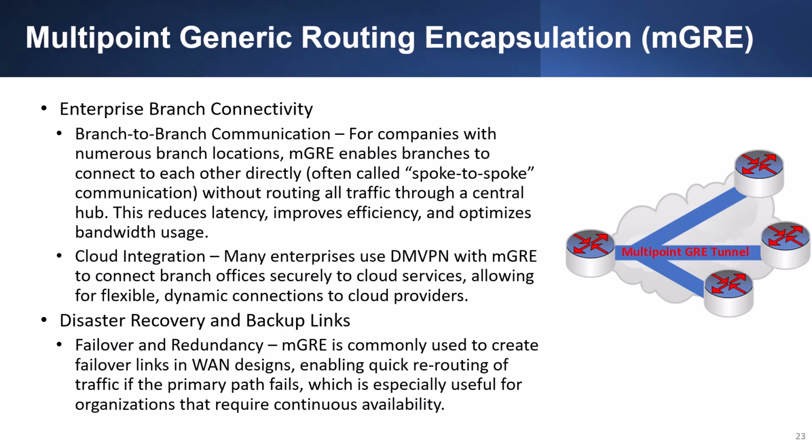Cloud integration: many enterprises use DMVPN with MGRE to connect branch offices securely to cloud services, allowing for flexible, dynamic connections to cloud providers. Disaster recovery and backup links: failover and redundancy, where MGRE is commonly used to create failover links in WAN designs, enabling quick rerouting of traffic if the primary path fails, which is especially useful for organizations that require continuous availability.